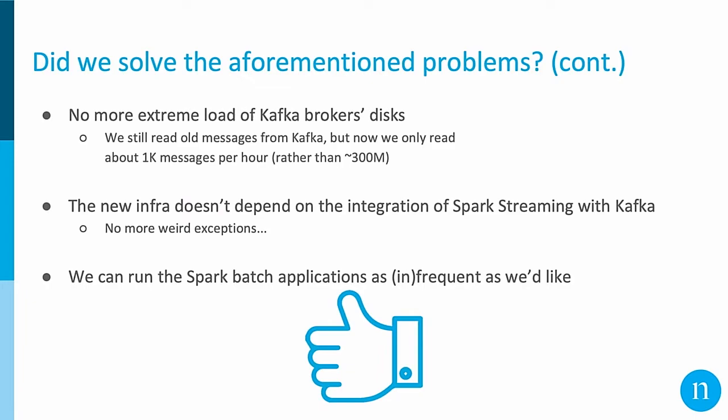I also mentioned that the new infrastructure no longer uses that Spark streaming plus Kafka integration, so no more weird exceptions and no more need to run only one core per executor. And now, because we're using Spark batch applications, we can run them as frequently or infrequently as we'd like, and get the aggregation ratio that we want to get.